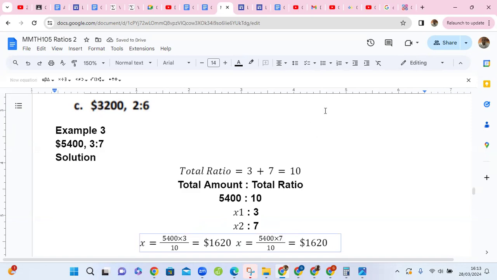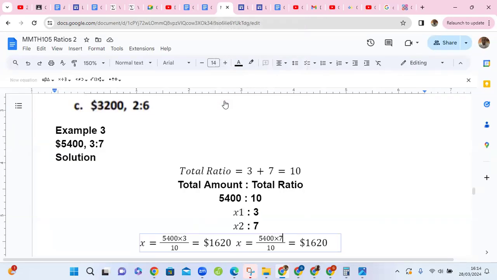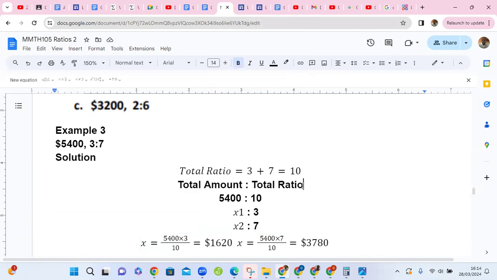So it's 540 times 7, because 5,400 divided by 10 is 540. That's $3,780, and this should add up to 5,400. So that's how you separate a quantity into different parts, yes? And then we'll have total parts, total ratio. So these are parts. That's total part. You can call it total part, you can call it total ratio.